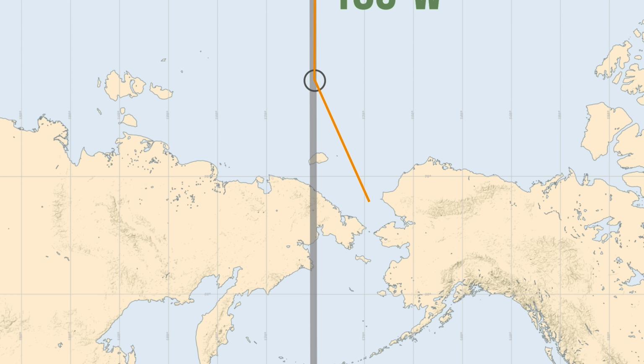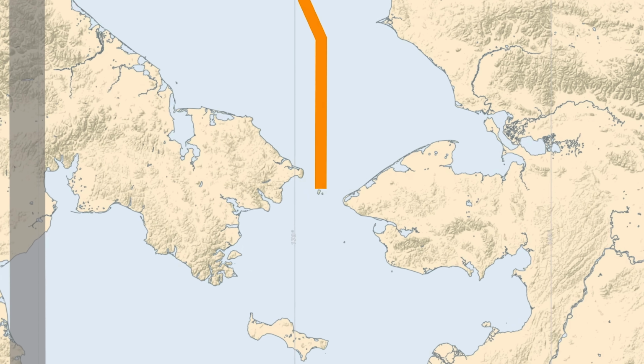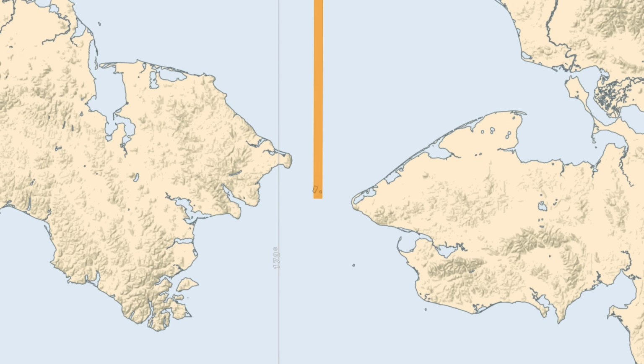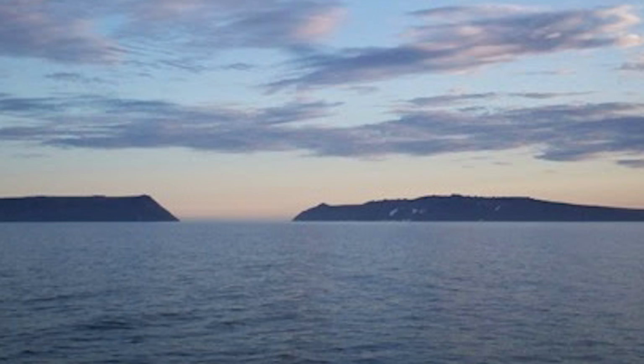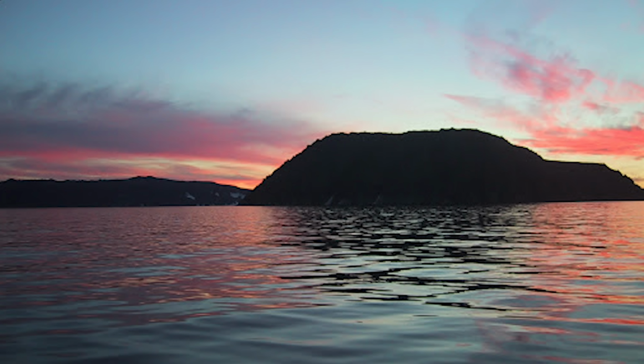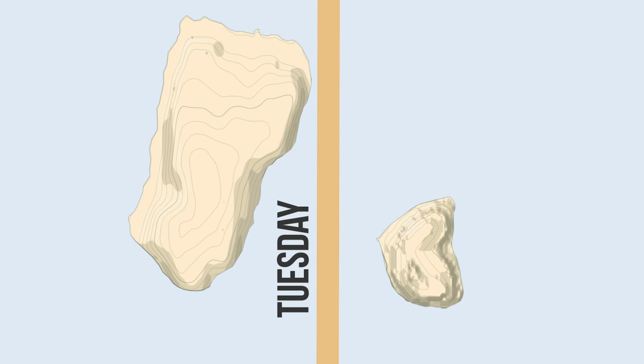As it accommodates Russia, it passes right here between Russia and Alaska. If you zoom in, you'll see that it passes right through these two islands. These islands are just a few kilometers away from each other. The sun sets at the same time on both these islands. They're right next to each other. The difference is the sun is setting on a Tuesday here and on a Monday here.